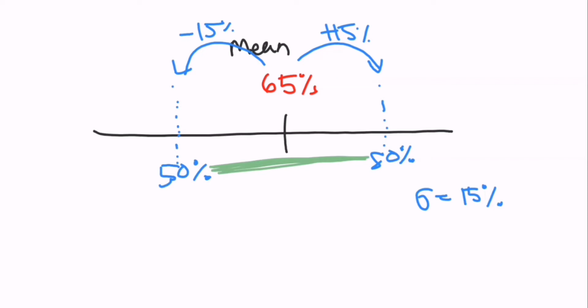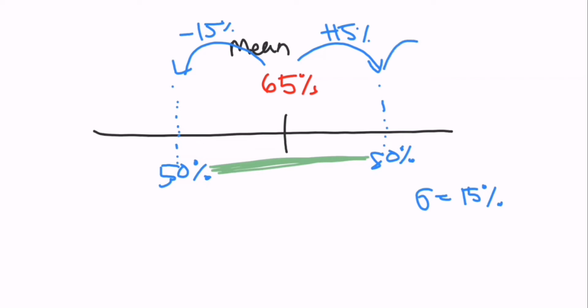And statisticians show that 67% of the sample space will lie within these percentages of the mean. So this mark here, the 50% and the 80%, 67% of the people that wrote the test would have scored between 50 and 80%.